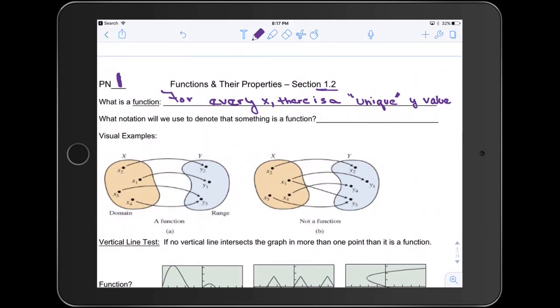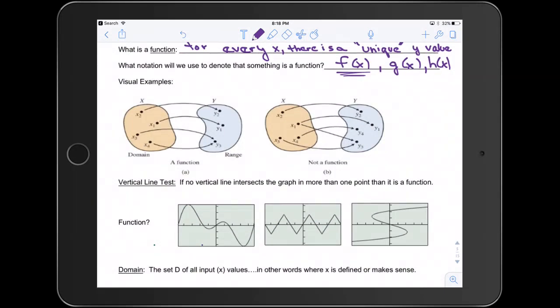So what is a function? It's for every x there is a unique y value. That's just something you've heard many, many times. What notation do we use? Well, we use function notation like f of x or g of x or h of x. And what this is saying is that the f function is defined over x. So f of x, or f is a function of x. Just saying things you already have seen before.